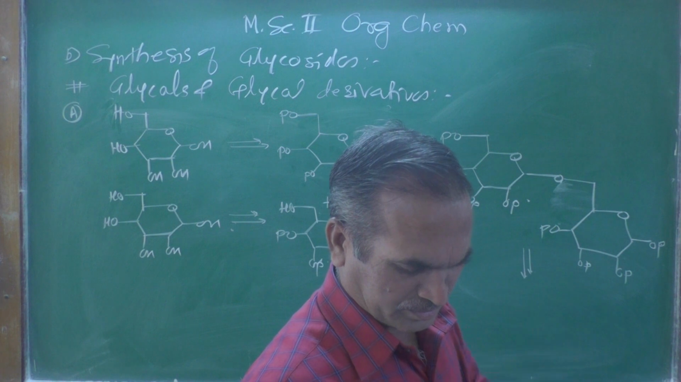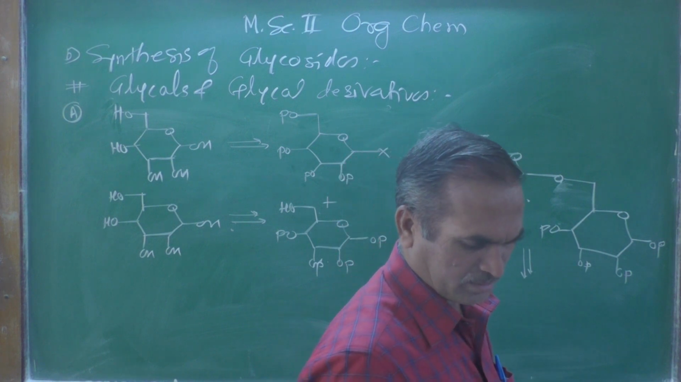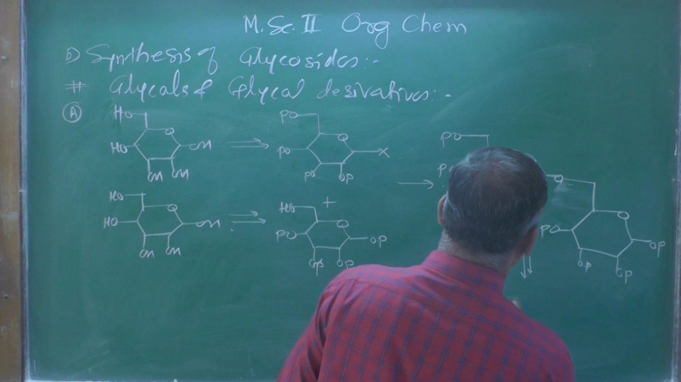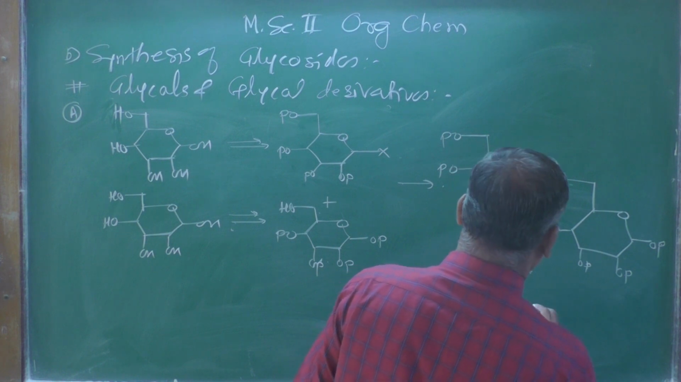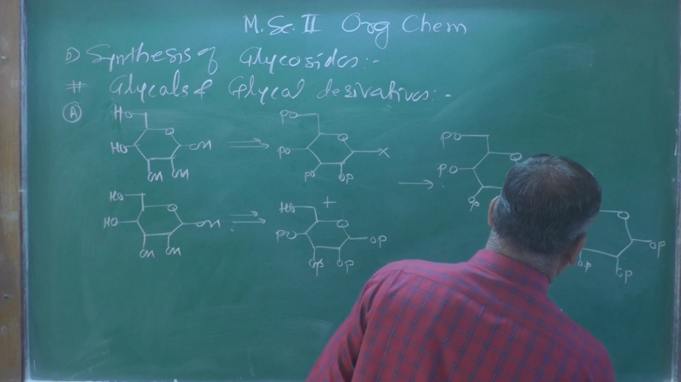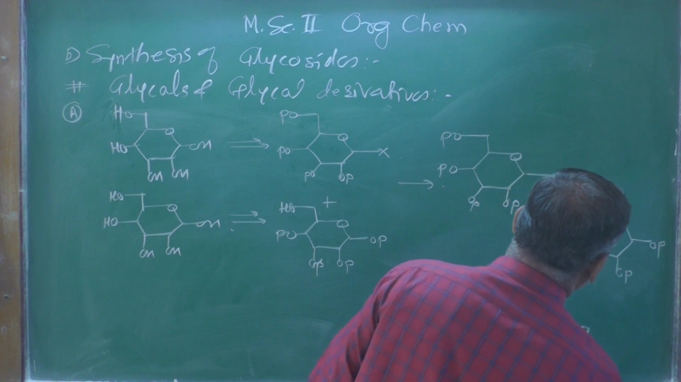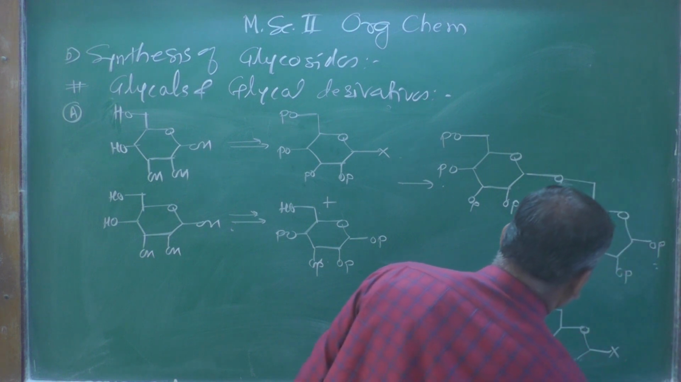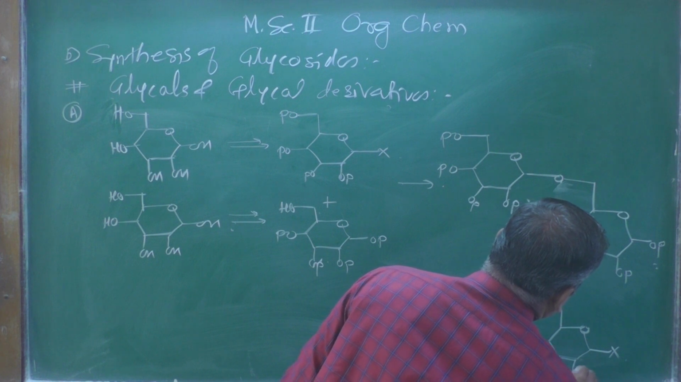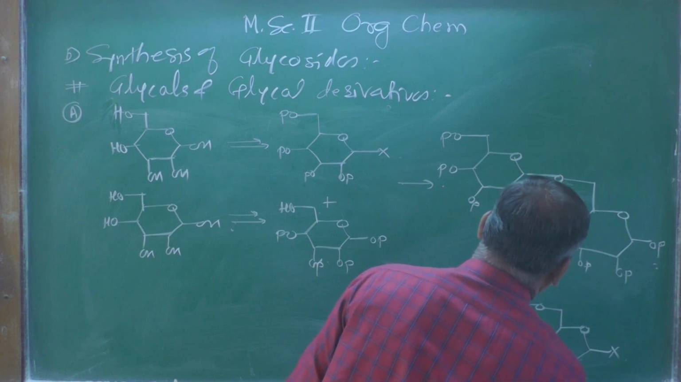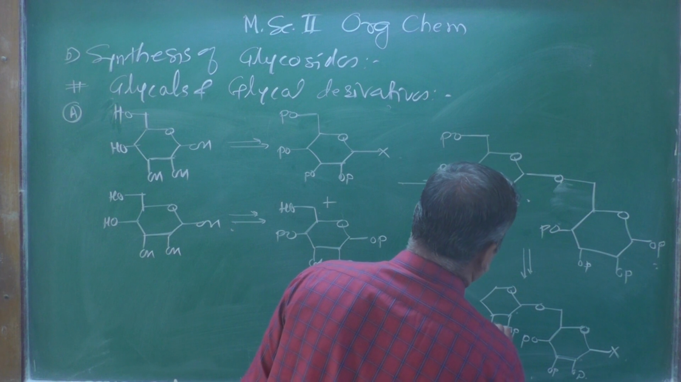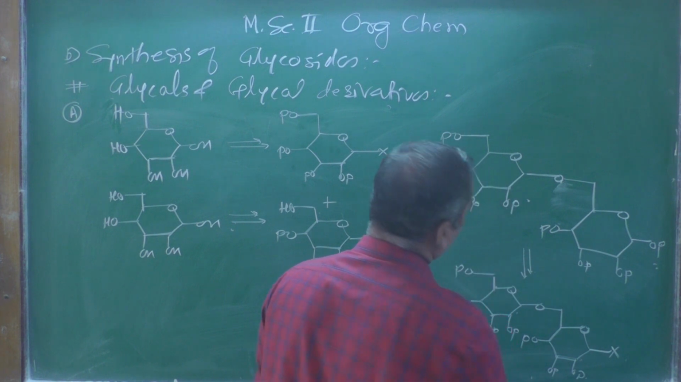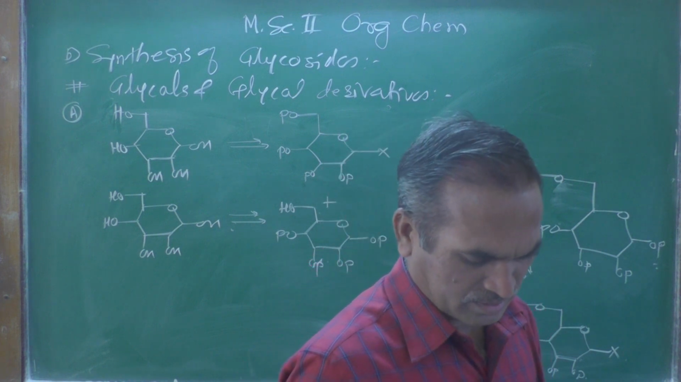You are going to get the compound here, which will be this one. Again the 6-membered ring you can write as it is here, where this OP is converted into X, the other OP remains as it is, PO, here OP, then PO, and this also remains as a PO as it is, right?